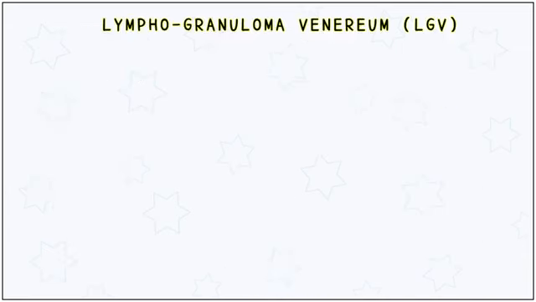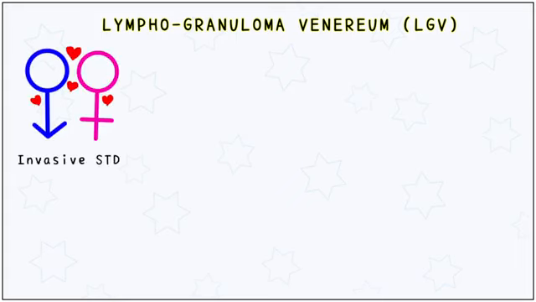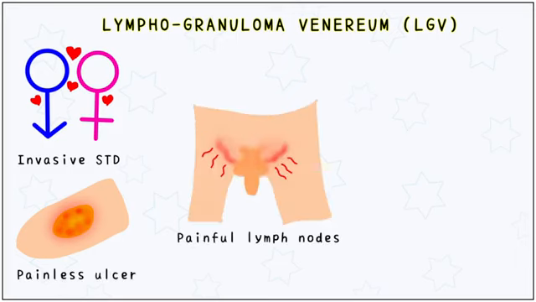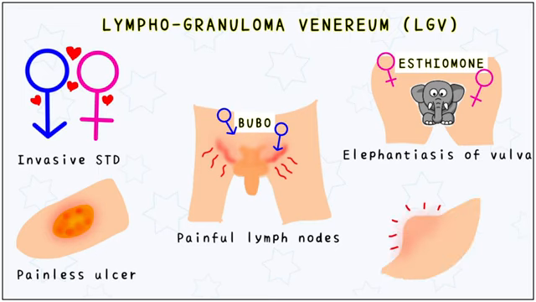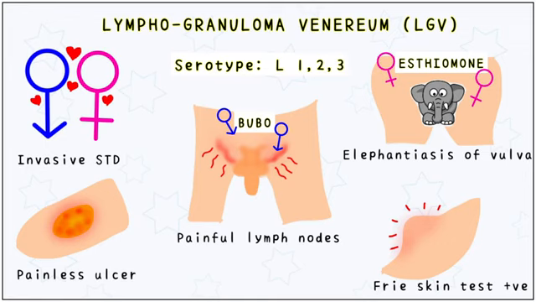Another form of chlamydia is LGV or lymphogranuloma venereum. It is an invasive STD characterized by painless ulcers and painful lymph nodes. The enlarged inguinal lymph nodes are called bubo, found only in males. In females, esthiomene or elephantiasis of the vulva is seen. The skin gets stretched over these swellings and becomes thin, leading to a positive Frei test. Serotypes L1, 2, and 3 are associated with this form of infection. Easy to remember because they also start with L.